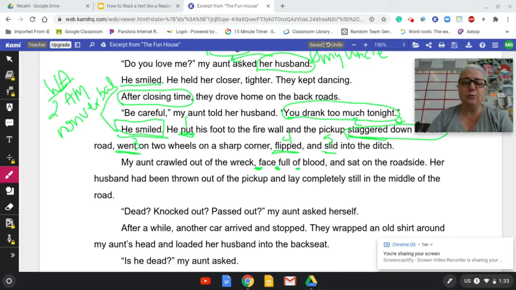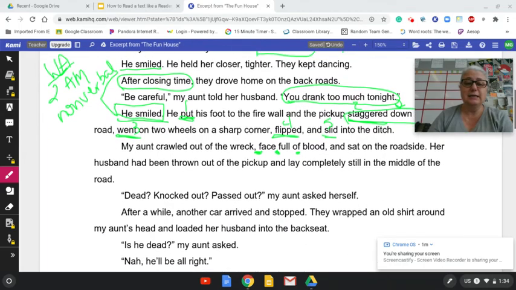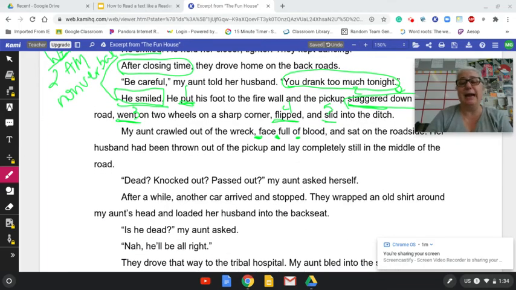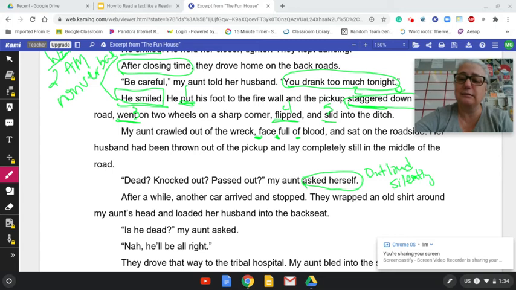"Her husband had been thrown out of the pickup and lay completely still in the middle of the road. Dead, knocked out, passed out, my aunt asked herself." You know what I'm curious about? When it says "asked herself," I wonder, did she do this out loud or silently? I tend to think it was out loud because of the quotation marks, but I'm not really sure. So it's something interesting.